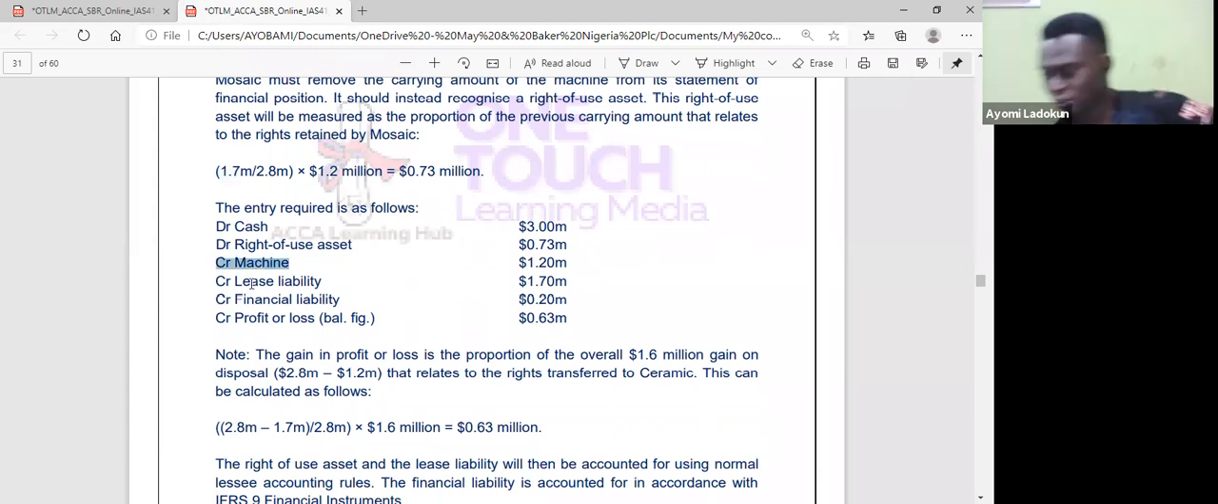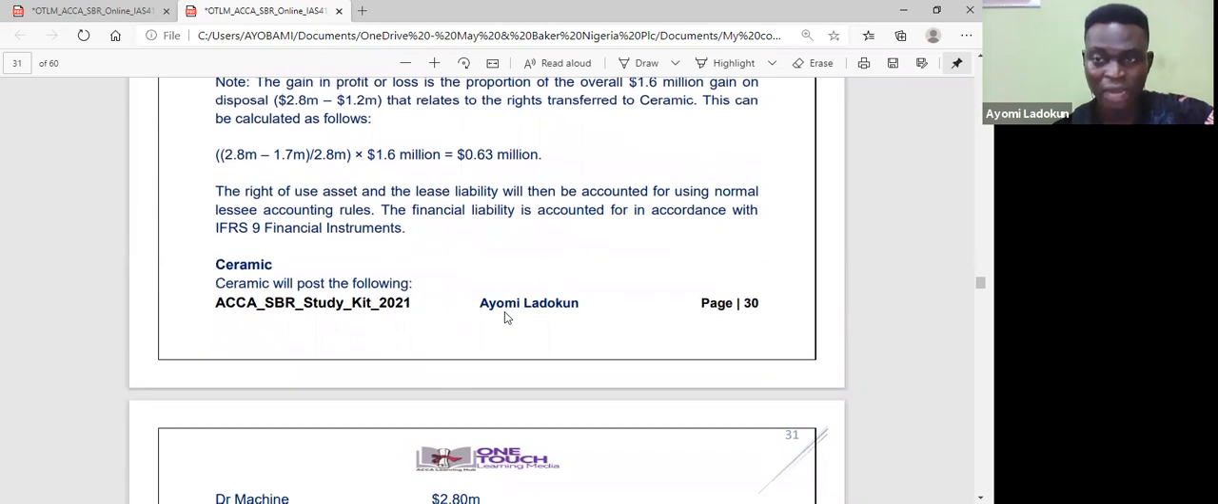Then you credit your machine with the carrying amount, then you credit your lease liability with this 1.7. And of course, financial liability. So that's what is coming here. It is a liability, additional finance, the balancing figure 0.63, and that is the end of that question.